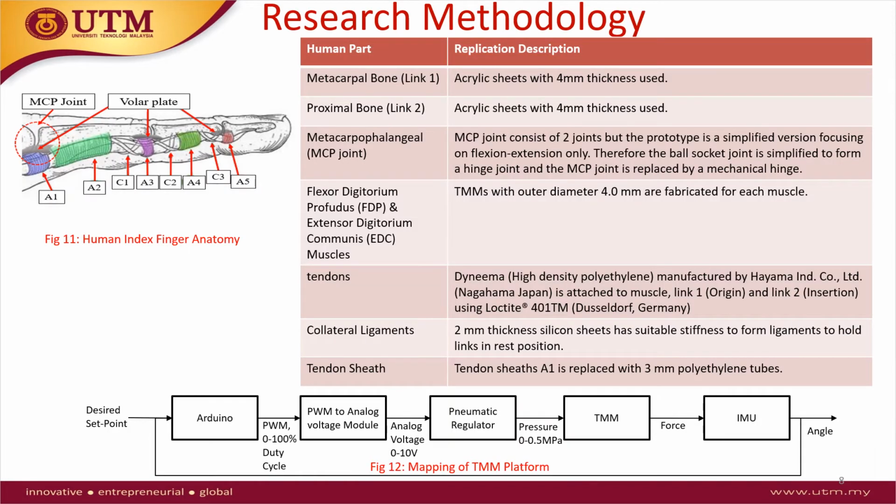The thin McKibben muscle platform is replicated in terms of bones, joints, muscles, tendons, ligaments, and also tendon sheets. When the desired set point is set, the controller produces an input control signal of 0 to 100% duty cycle PWM to the analog voltage module, where it converts it to analog voltage from 0 to 10 volts. This is sent to the pneumatic regulator, which converts it to pressure from 0 to 0.5 megapascal to the thin McKibben muscle, hence produces contraction and also force. This moves the length of the thin McKibben muscle platform, and the angle of the joint is measured by the IMU.